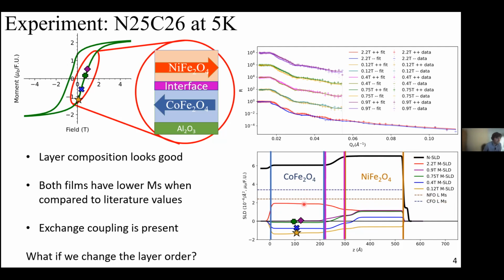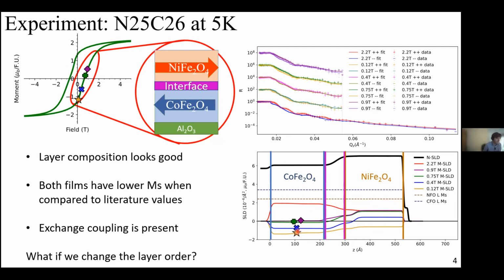And so we can see in our region of CFO that we're quite below the bulk value. So we see a reduced magnetization, and also in our NFO we see that we're below the bulk magnetization of NFO. So both layers have shown a lower saturation magnetization in this bilayer than you might expect. Now I want you to look at this orange line below here.